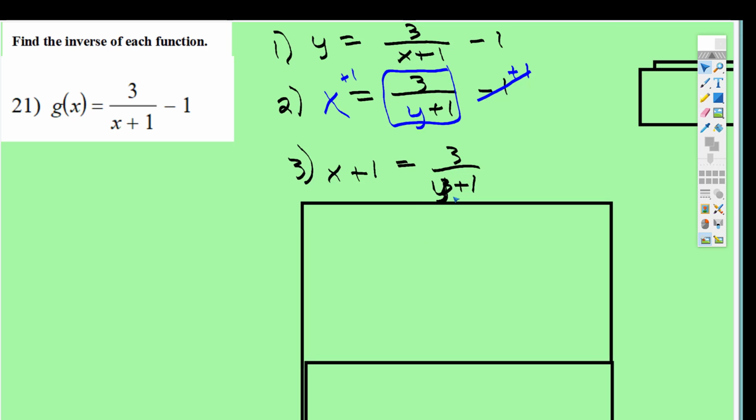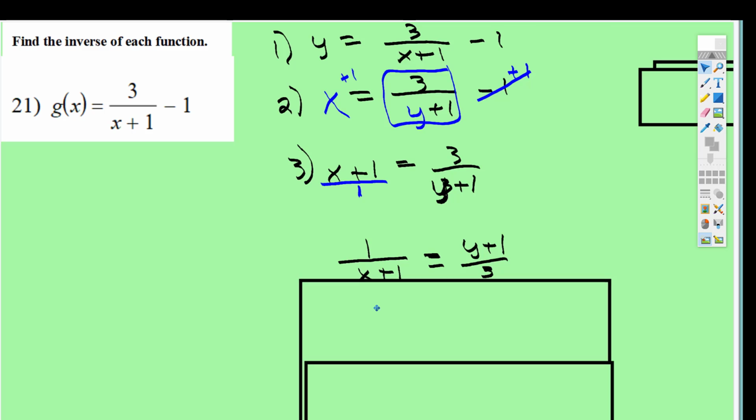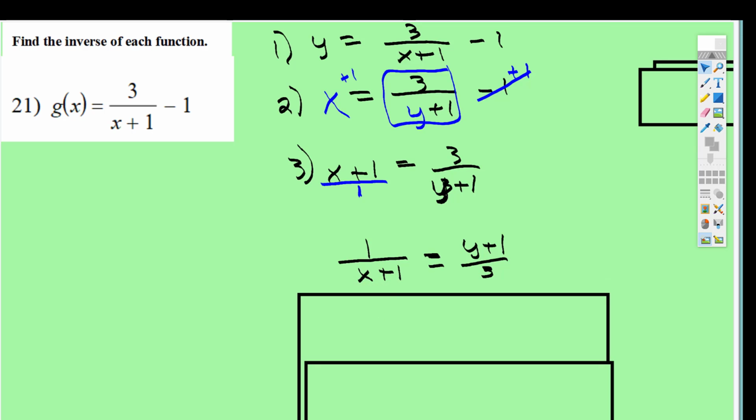And then notice we have a y in the denominator. We don't want the y there. We have to solve for y. Think about this expression over here as an invisible 1. And now that we have a fraction equal to a fraction, we can flip both sides. And now y is in the numerator. To get rid of that dividing 3, we multiply both sides by 3.